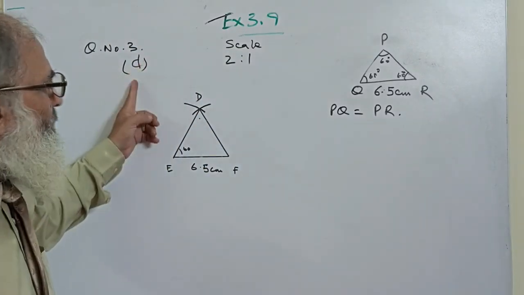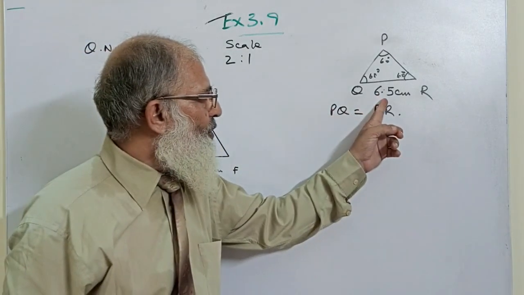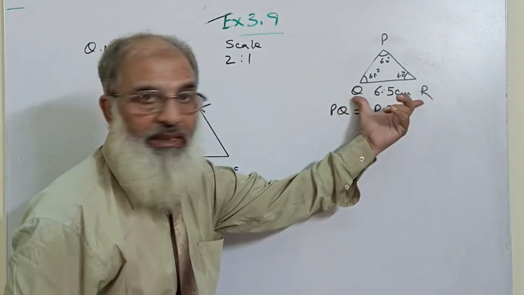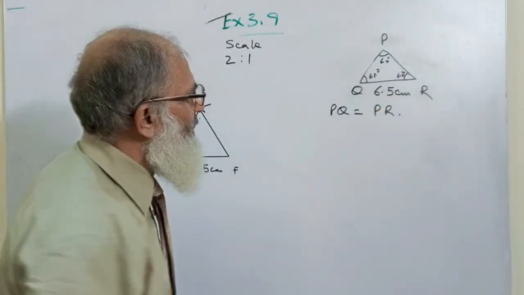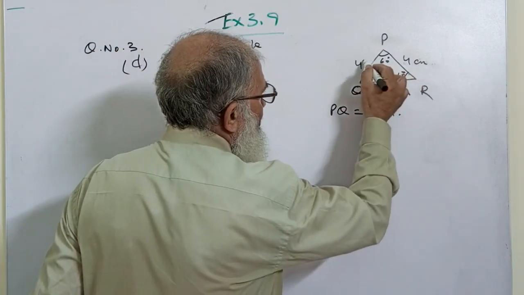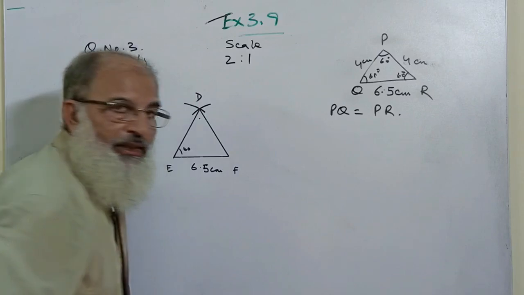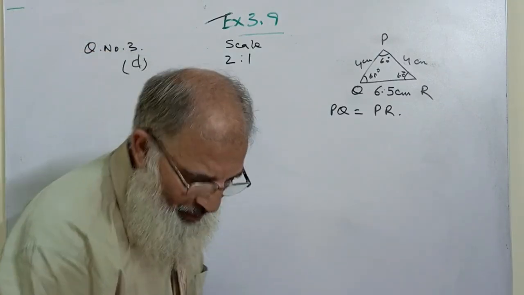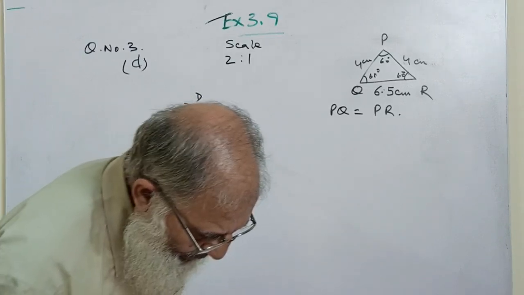In question number 3, part D, we have to construct a triangle PQR. QR is its base, which is given as 6.5 centimeters, and 4 centimeters each side. Now this will be an isosceles triangle. We'll draw it over here very easily.